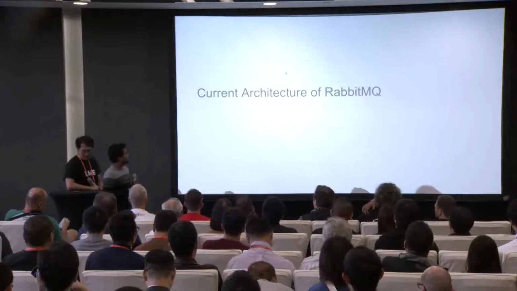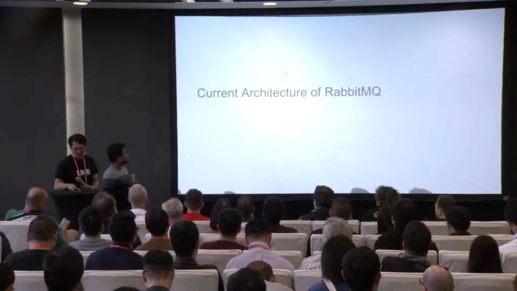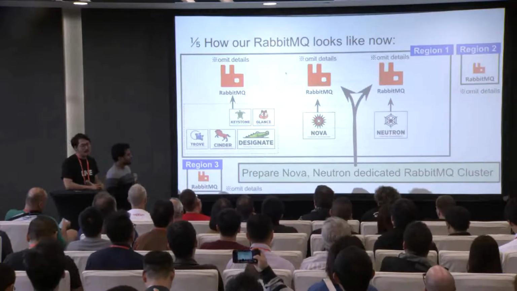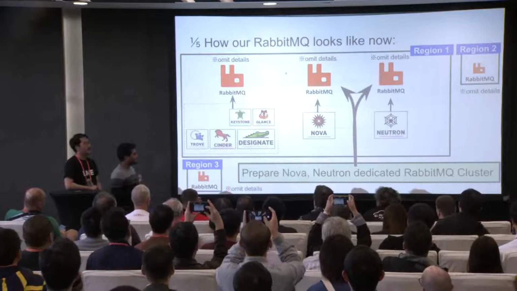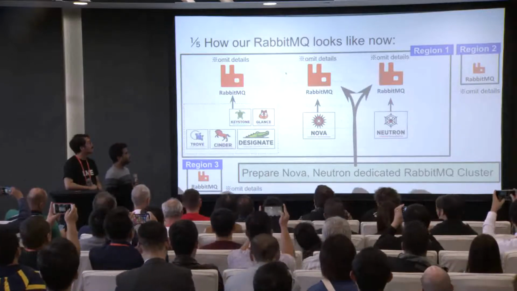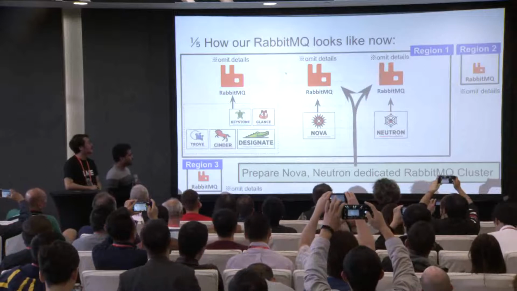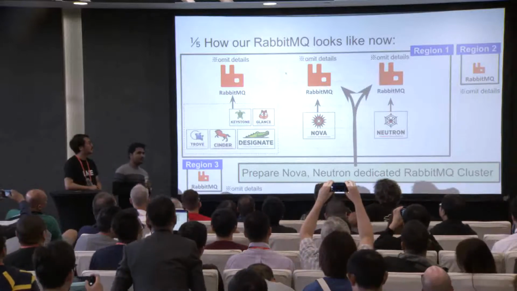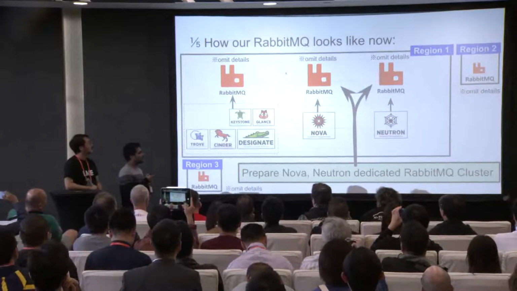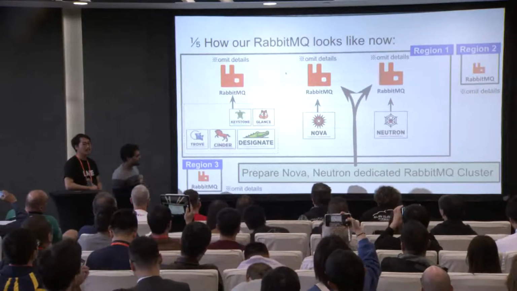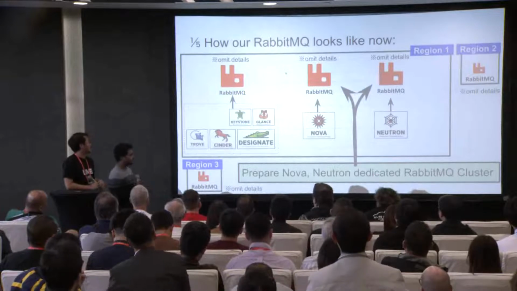So this was about the various outages that we faced. Now let's talk about the current architecture that we have. Over the period, we realized that Nova and Neutron are the biggest consumers and users of RabbitMQ. So we decided to prepare dedicated RabbitMQ clusters for Nova and Neutron. Right now we have a dedicated RabbitMQ cluster containing 5 nodes, 3 data nodes and 2 management nodes, for Nova. The same kind of RabbitMQ cluster we have for Neutron, and the same for other services, which include Keystone, Glance, Trove, Cinder, and Designate.